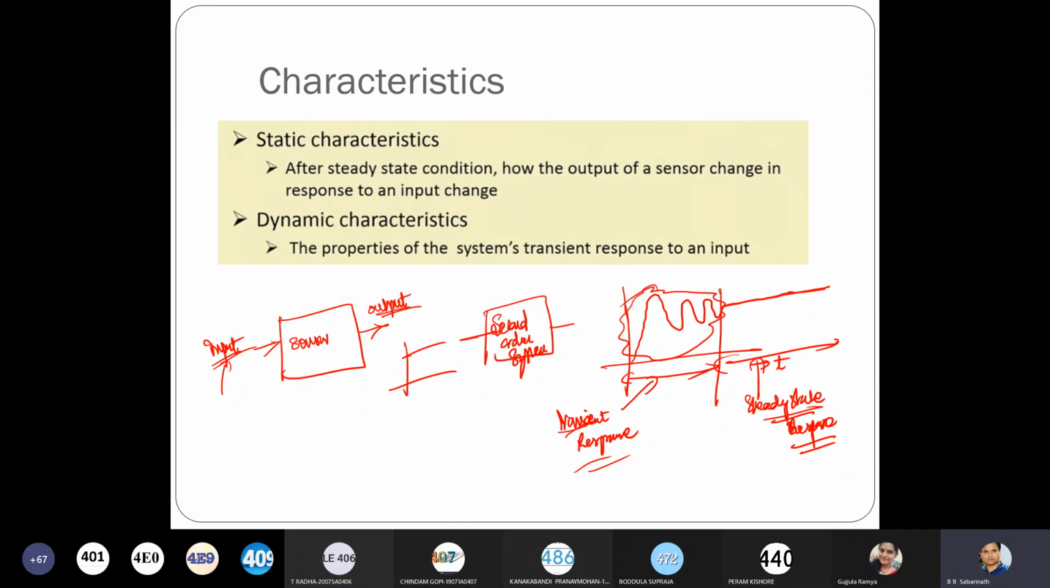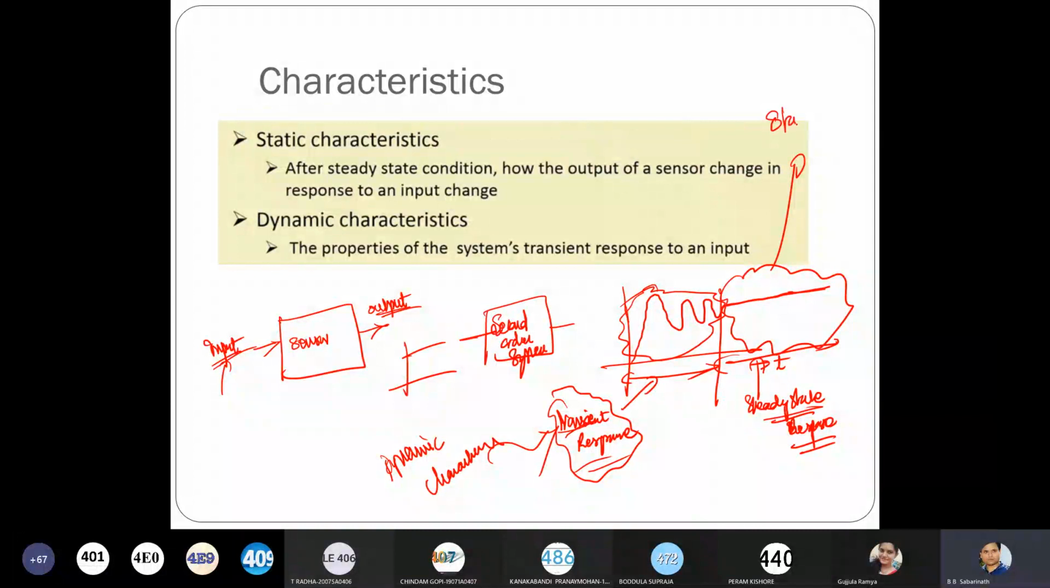Okay, you need to come up with a solution. If you want to find the characteristics of your sensor in the transient response, these are the dynamic characteristics. If you want to estimate the characteristics in the steady state, these are the static characteristics.